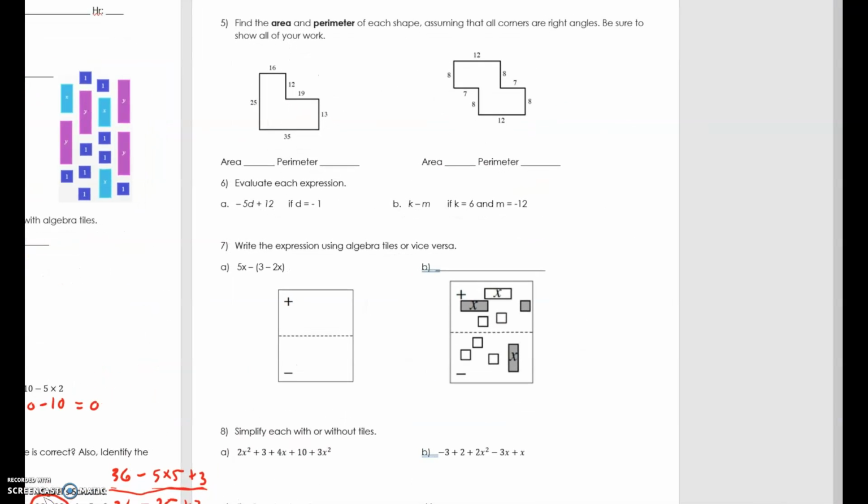Okay. Question number 5. Find the area and perimeter of each shape, assuming that all the corners are right angles. Be sure to show all your work.